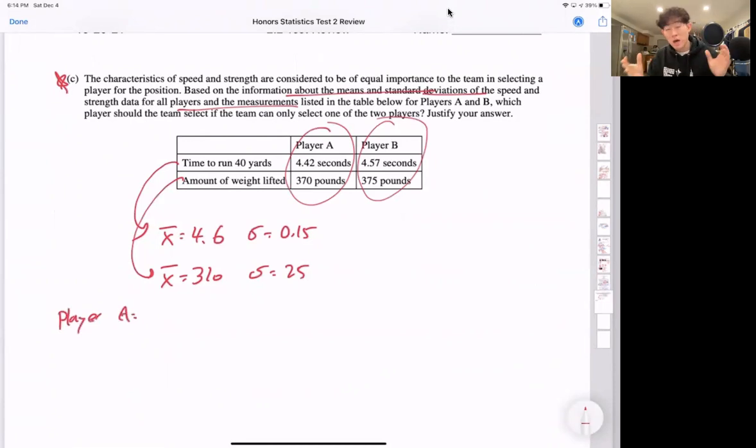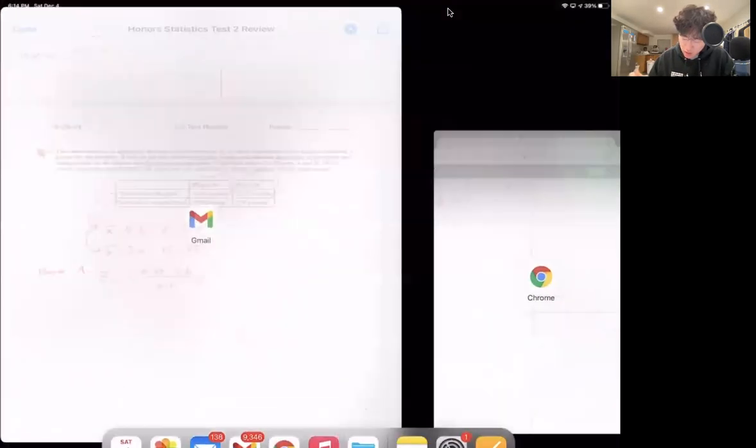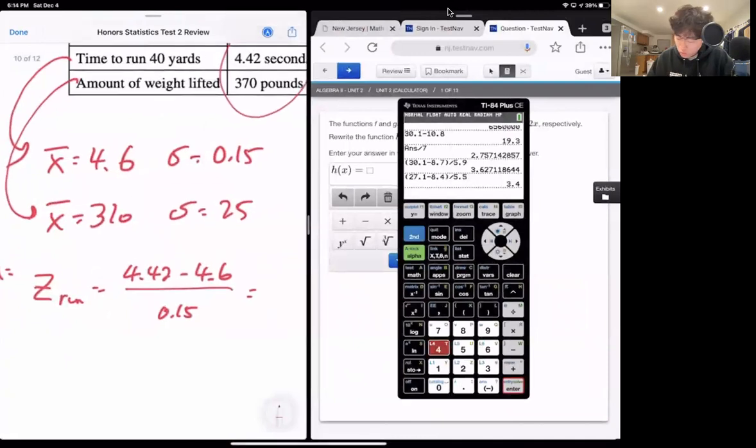When we're comparing two athletes, just like how we did for the previous basketball questions, we always want to use the z-score. So the z-score for running is 4.42 minus 4.6 all over the standard deviation of 0.15. Remember, for time it's a little bit different, because the shorter your time, the better you are in terms of running, because that shows that you're faster. Let me use a calculator here: 4.42 minus 4.6 divided by 0.15. That should give me negative 1.2.